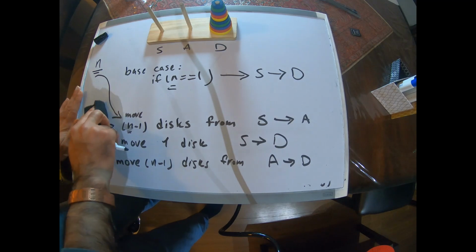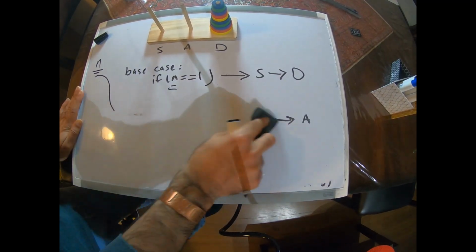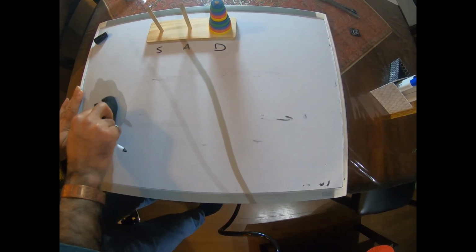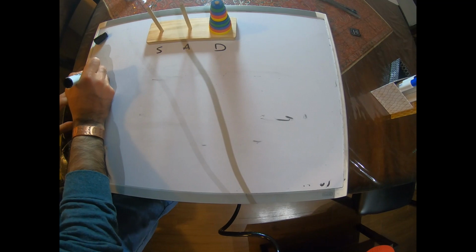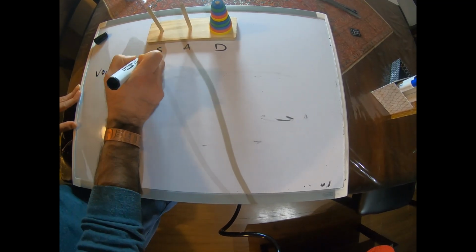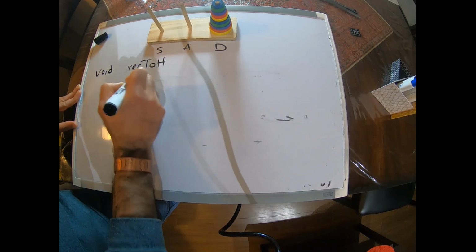How can this be implemented? I'm just gonna write a function for that. So let's write it as a void function, void recursive Tower of Hanoi, right?